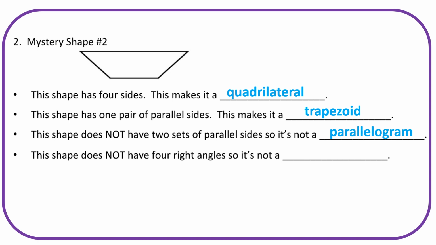And our last one here, this shape does not have 4 right angles, so it's not a rectangle or a square. Rectangles and squares have 4 right angles. And that's why I put that one there, because we know that this trapezoid is not a rectangle or a square, given the right angle property.